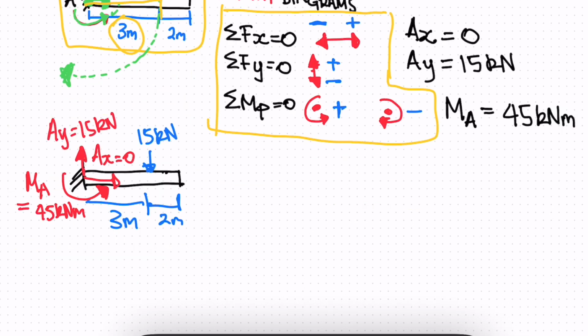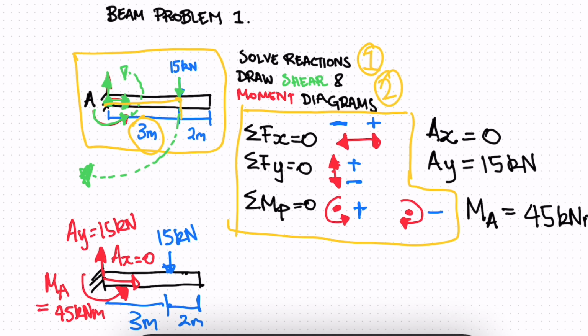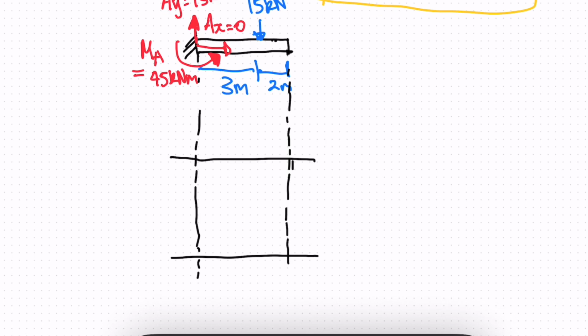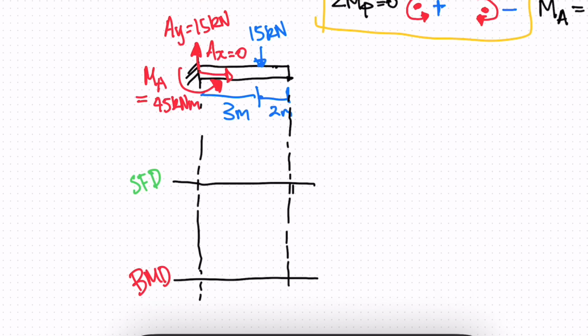Now we can draw our shear and moment diagrams. So let's project our beam. We have our shear force diagram and we have our bending moment diagram. For our shear force, we have a positive 15 kilonewtons going up. So this will be 15 kilonewtons. And we don't have any other forces until we get to this negative 15, right? So it's just going to be a straight line till we get to this 3 meter point, and it's going to go down. And then it will continue, and we won't have any shear value here.